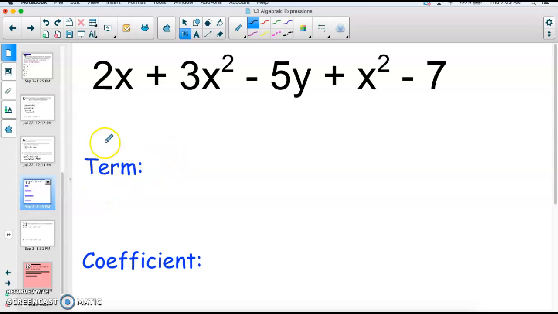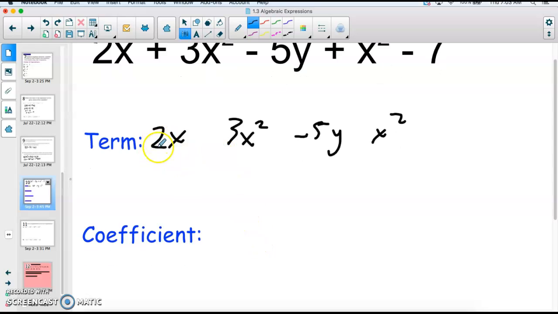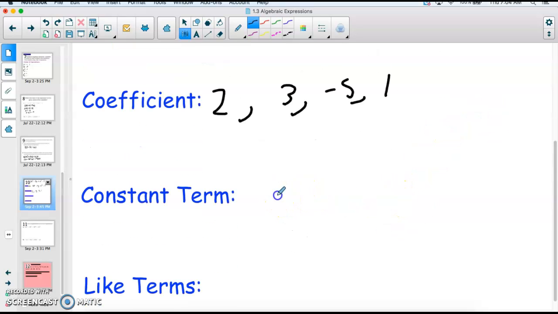All right. Some vocab here. Terms. These are all terms. 2x is a term. 3x squared is a term. -5y is a term. x squared is a term. They're all terms. Okay. The coefficients are the numbers in front of the variables, right? The -7 is also a term. So our coefficients would be 2, 3, -5, technically 1 right here. Now, the -7 is not a coefficient because it's a constant.